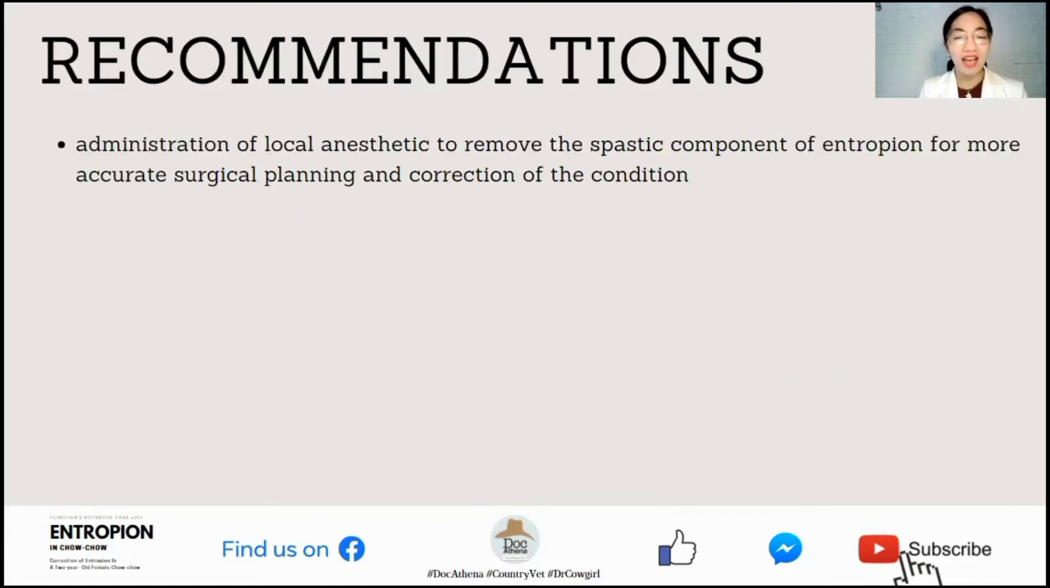For recommendation, administration of local anesthetic to remove the spastic component of entropion for more accurate surgical planning and correction of the condition could have helped as well.